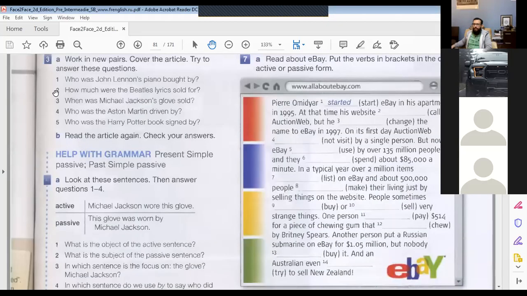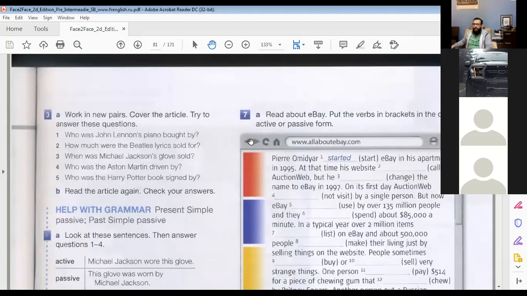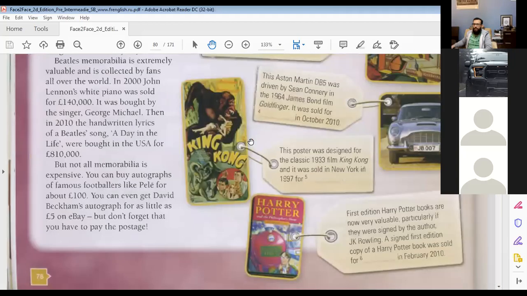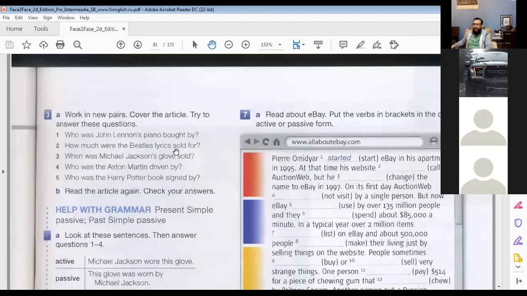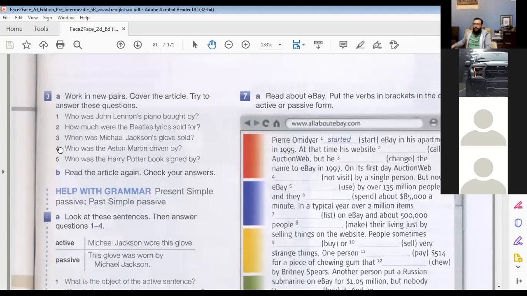Okay. So number 2. How much were the Beatles lyrics sold for? Maybe 800 and 10,000. That's correct. So these lyrics were bought for $810,000. When was Michael Jackson's glove sold?